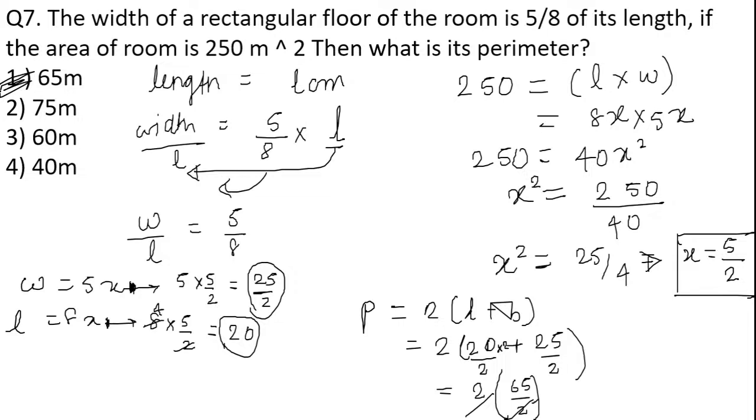Here simply we have taken the value of width as 5x and length as 8x. We know the formula for area as well as the formula for the perimeter. This 5 by 2 is not giving us the value of area, this is actually giving us the value of x. We know the value of area is equal to 250 meters square.